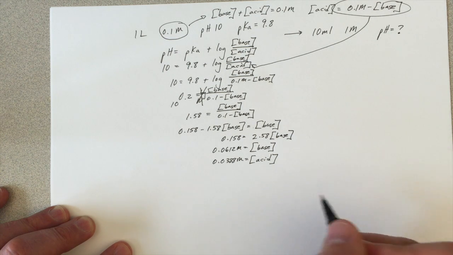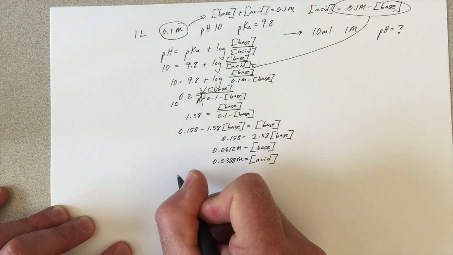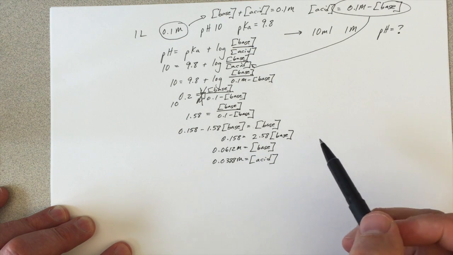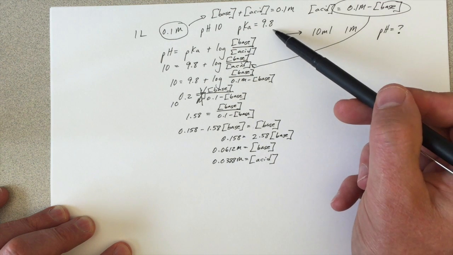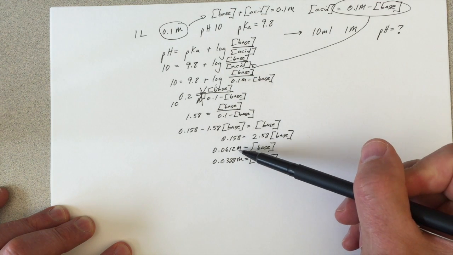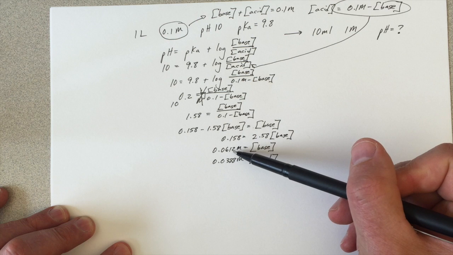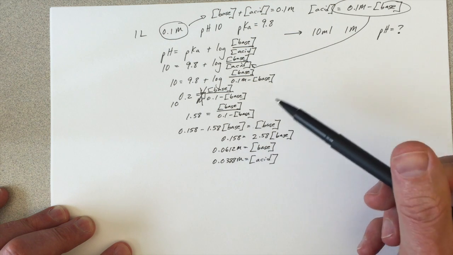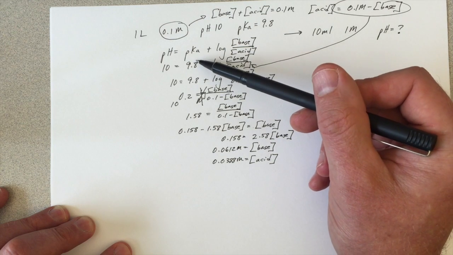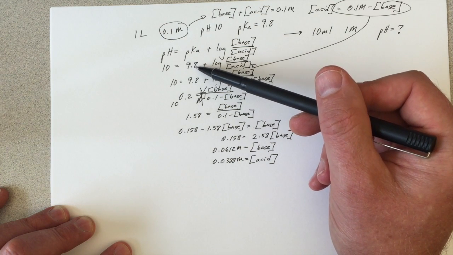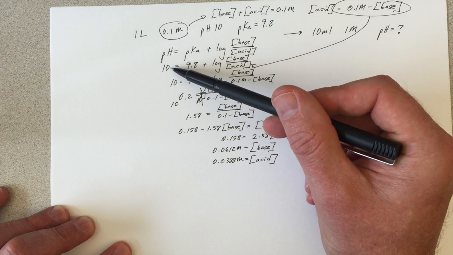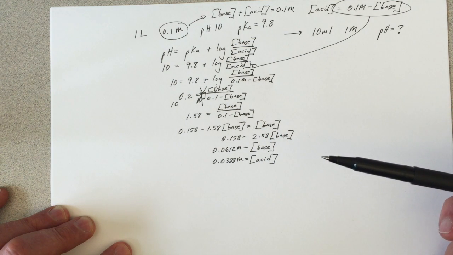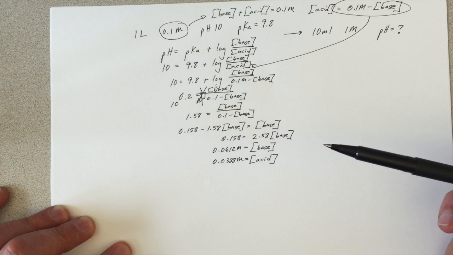Okay, so I have described the original buffer according to Henderson-Hasselbalch completely. I don't have any unknowns left. I can say that the pH is 10, the pKa is 9.8, the concentration of base is 0.0612, and the concentration of acid is 0.0388. That makes a little bit of sense. Since the pKa is 9.8, if I want the pH to be a little higher than that, then I better have more base than acid. Now really this is only half the problem.